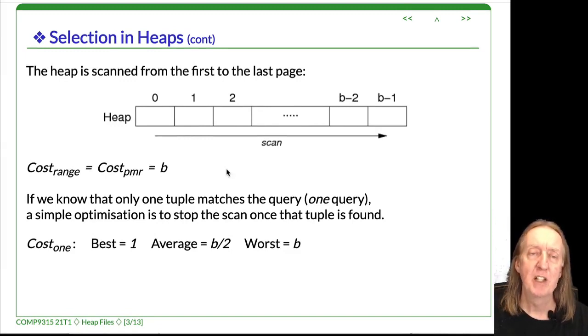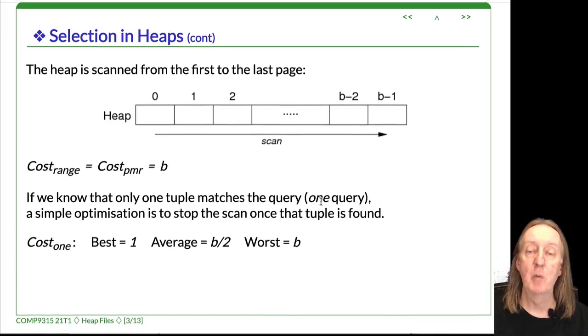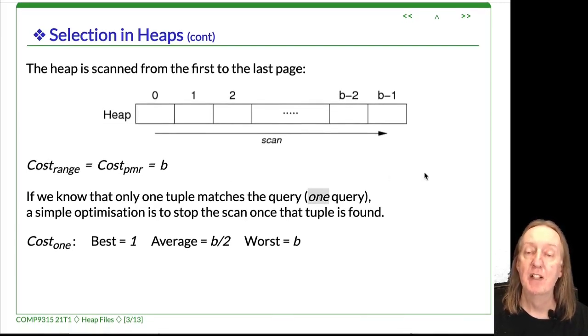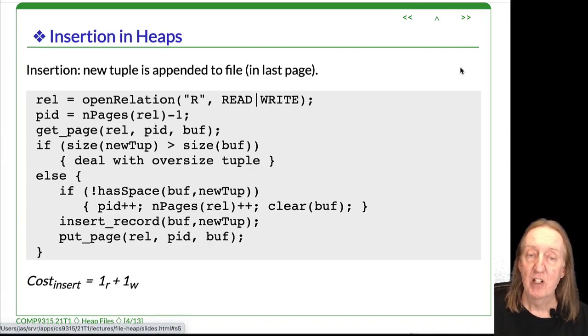The only optimization that we really have available is that if we're doing a one query and we know for sure that there's only going to be a single result, once we've found that result, we can stop the scan. And if we're really lucky, we find the result in the first page and we're done. If we're unlucky, we find it in the last page, or we don't find it at all. On average, we'll find it somewhere in the middle of the file, maybe halfway through. Right, so costs, not really much you can do about it.